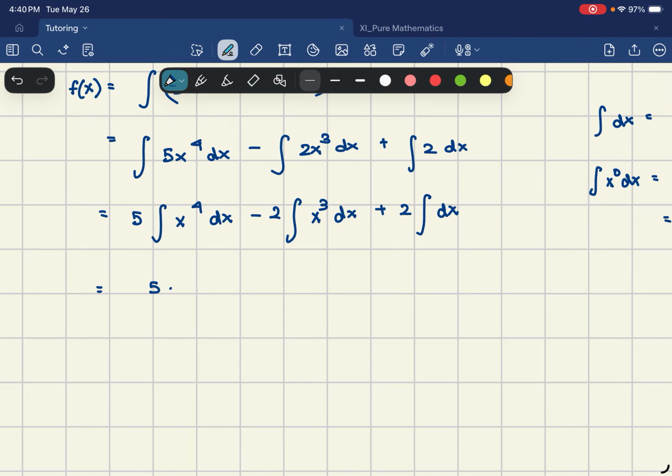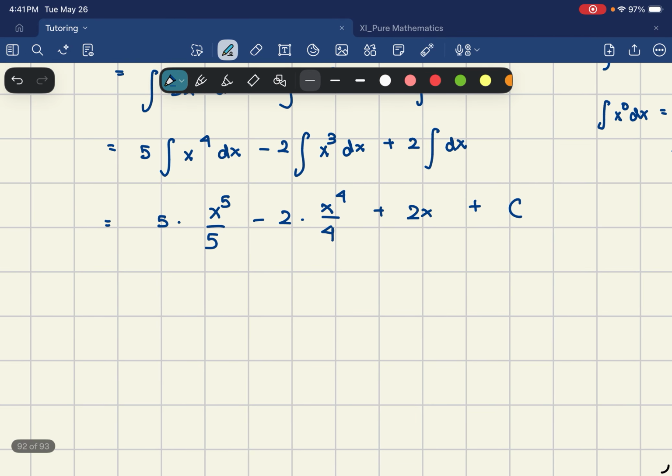So you have 5 times x to the power 4 plus 1 is 5, divided by 5, minus 2 times x to the power 4 by 4, right? I just increase the power by 1, divide by the new power, and 2x plus a big constant c. So 5 and 5 will cancel out. You have x to the power 5 minus half x to the power 4 plus 2x plus c. That is your solution to A.